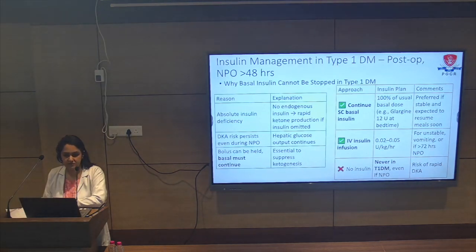And that is one of the common causes of admission in pediatric ICU, where a child has a fever or vomiting, stops eating, and the mother or a family member stops insulin, the child ends up in DKA, and then typically lands up in ICU. So this thing, I think, is very important, which we need to remember.